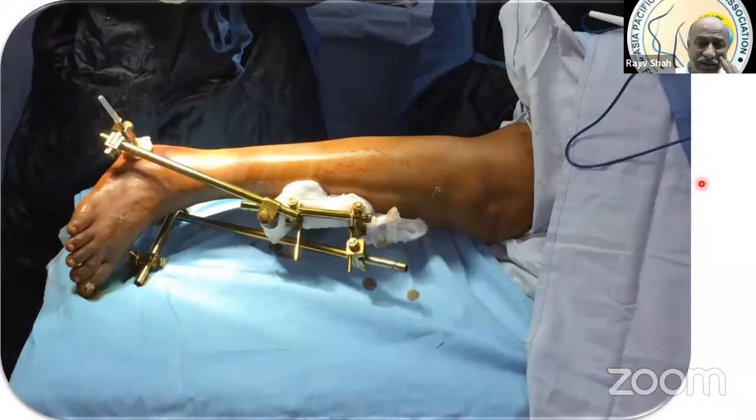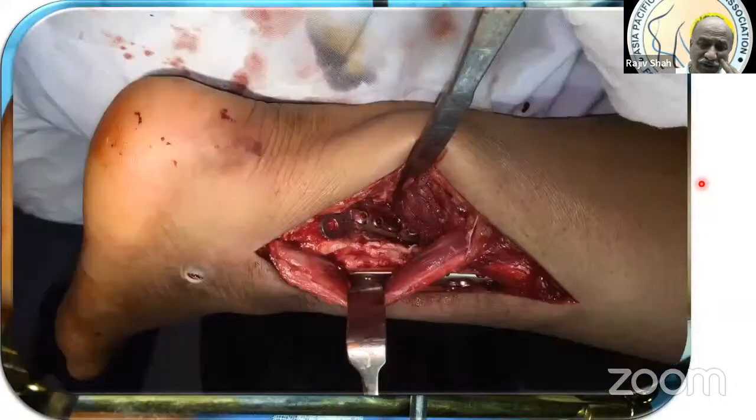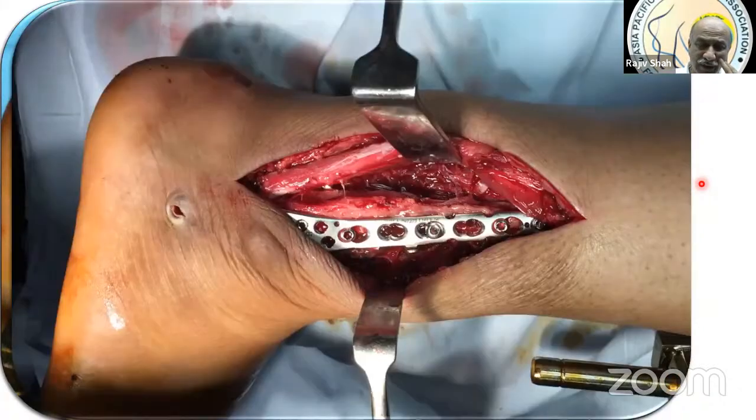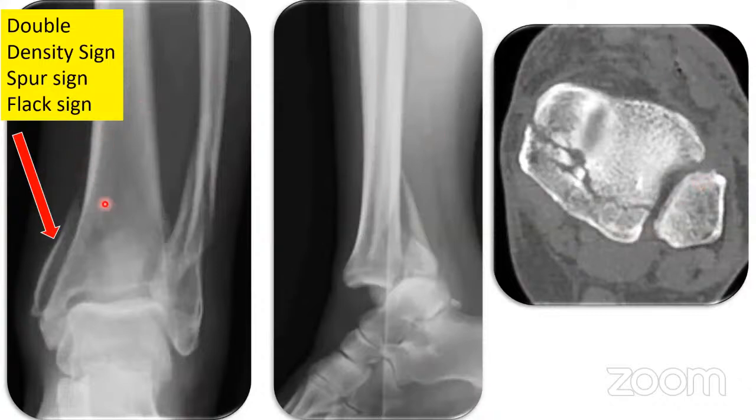So these are some clinical intraoperative pictures. Lateral position, one window. This is a posterior malleolus plate. This is the second window, lateral plate. Okay. So anybody, this double density or sparse end or a flex end, what is it? Anybody?